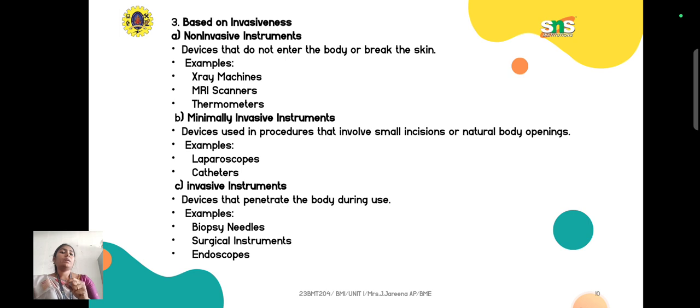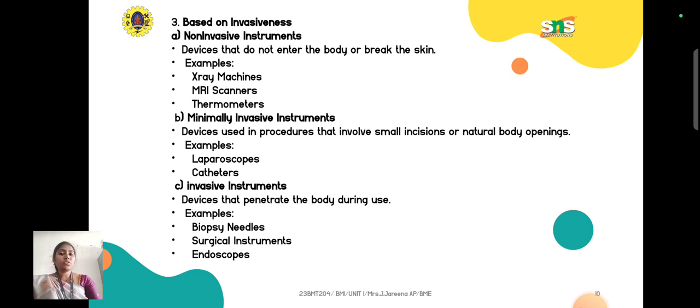So examples like X-ray machines, MRI scanners, and thermometers all come under non-invasive instruments. And minimally invasive instruments, here we are using certain procedures that involve a small incision or natural body openings through which we are sending that particular device. Okay, so that type of instruments are like laparoscopes and catheters. So these types of instruments come under the minimally invasive type.